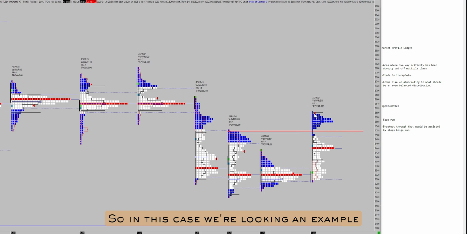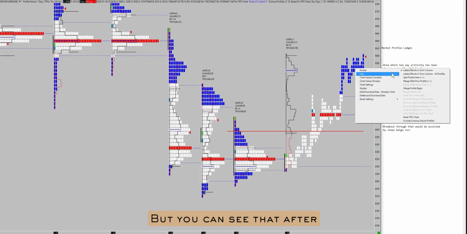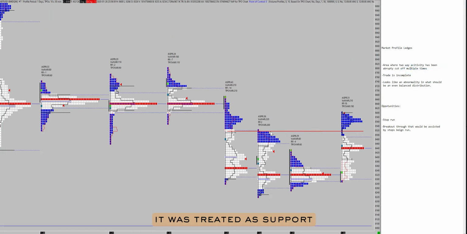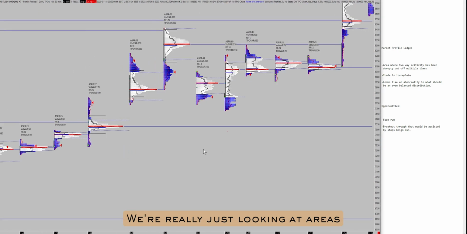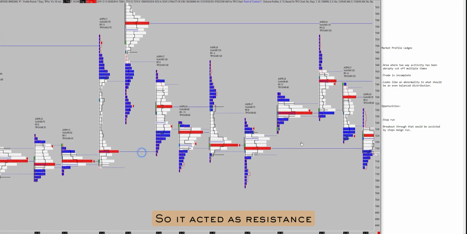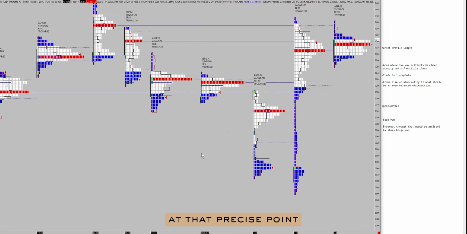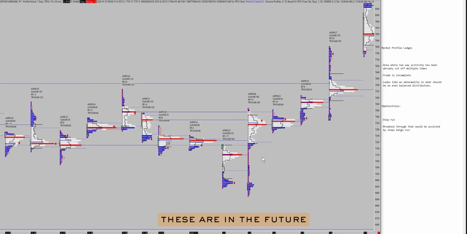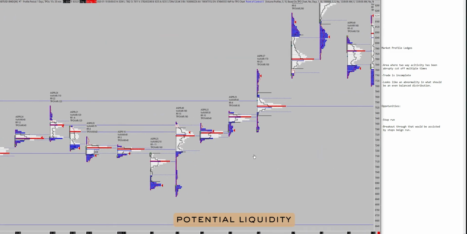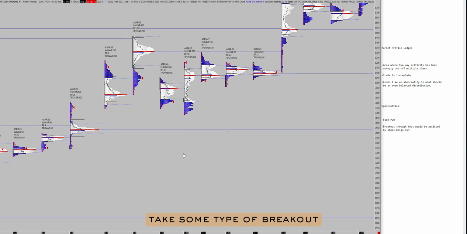In this case, we're looking at an example where we're actually through this ledge, but price did take out these highs. So this was a breakout through this ledge. But you can see that after the ledge was taken, it was treated as support. Remember, when we're looking at ledges within structure, we're really just looking at areas where price came into multiple times and it held up. It acted as resistance multiple times at that precise point, or it acted as support multiple times at that precise point. And if we keep an idea of where these are in the future, we can have an idea of where potential liquidity sits on the other side of that, if we're looking to take some type of breakout or breakdown trade.